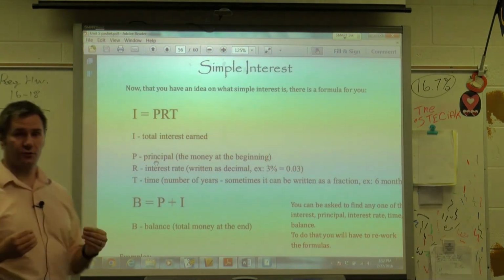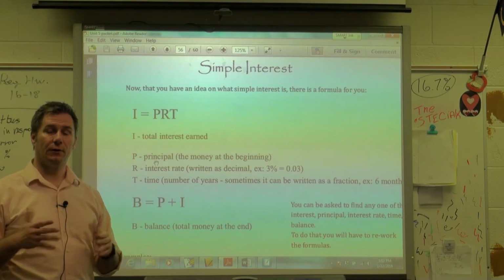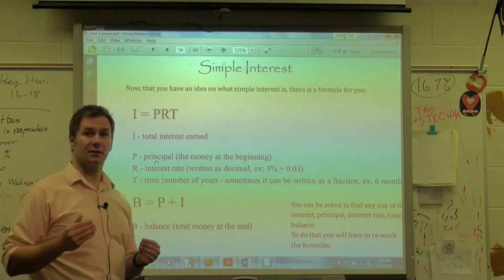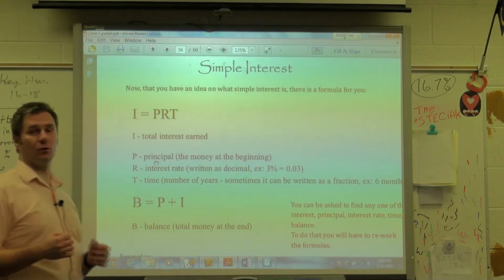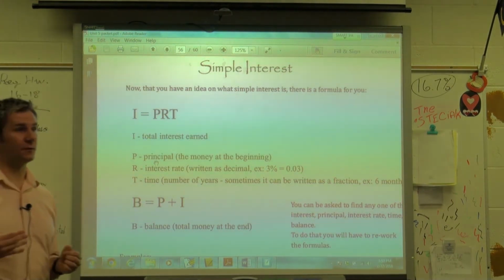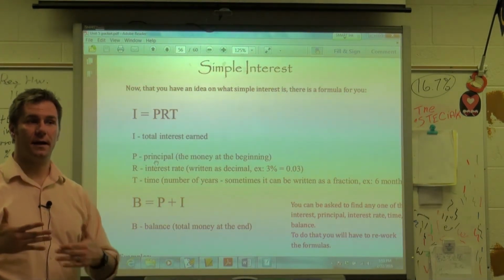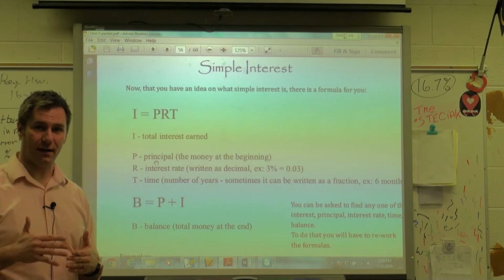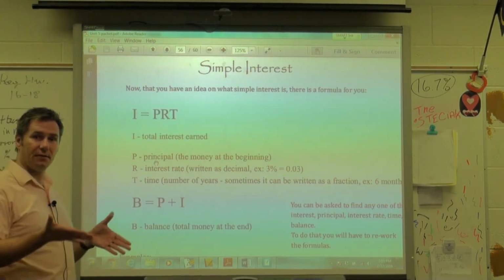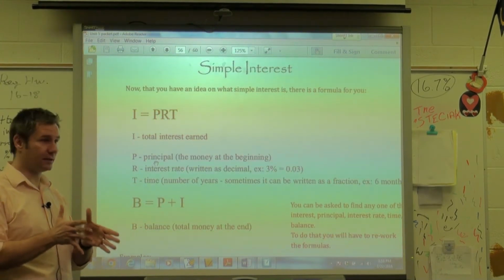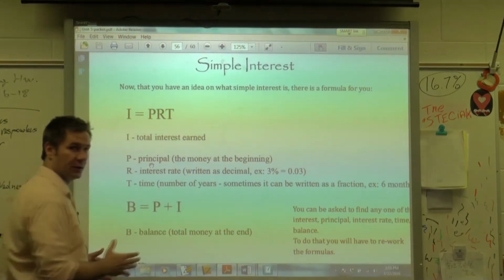R stands for interest rate. Our interest rate could be 3%, could be 5%. However, it doesn't matter what the percentage is, it matters that you're gonna be writing it as a decimal. And then T, number of years. That's very important. If you have 2 years, that means T will be 2. But if you have 6 months, then the number of years will actually be 1/2. Please keep that in mind when reading the questions. And the money that you get at the end is called balance, where you add your principal and your interest together.